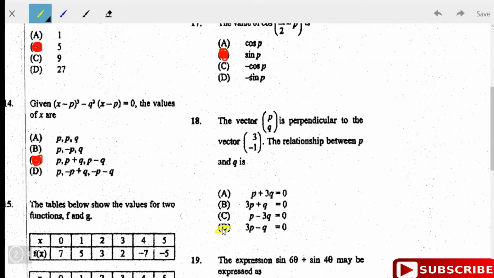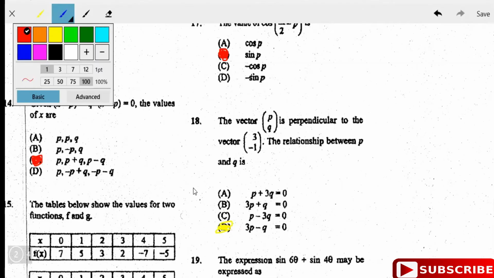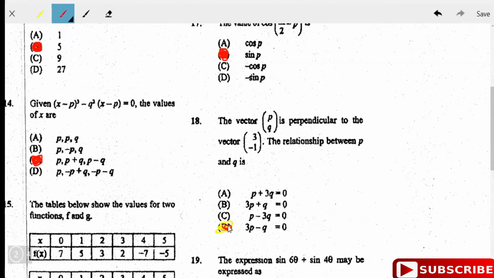Where is it? Oh, why did it change the color? For some reason, it changed the color. Yeah, I want to go back to the red.